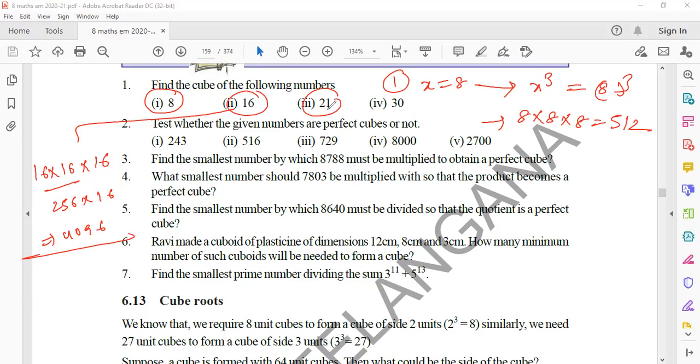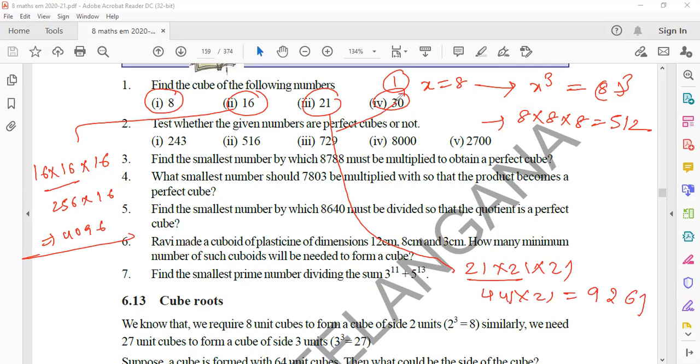Similarly, the third question is 21 cube. So what is this? 21 into 21 into 21. It's very clear. 21 into 21 is 441, then 441 into 21. The answer is 9261.